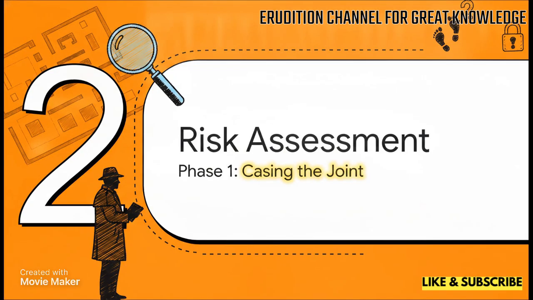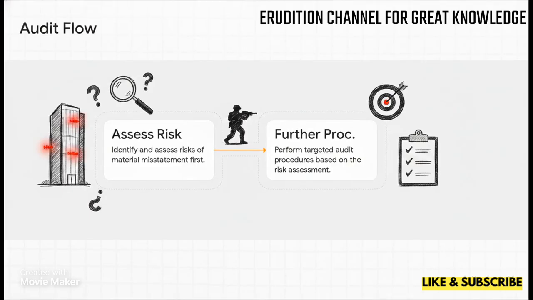Moving into Section 2, Risk Assessment Procedures. Think of this as Phase 1, essentially casing the joint. Now, the chronological sequence here is super important for your exam. You absolutely must assess the risk first before you can determine what further procedures to perform.